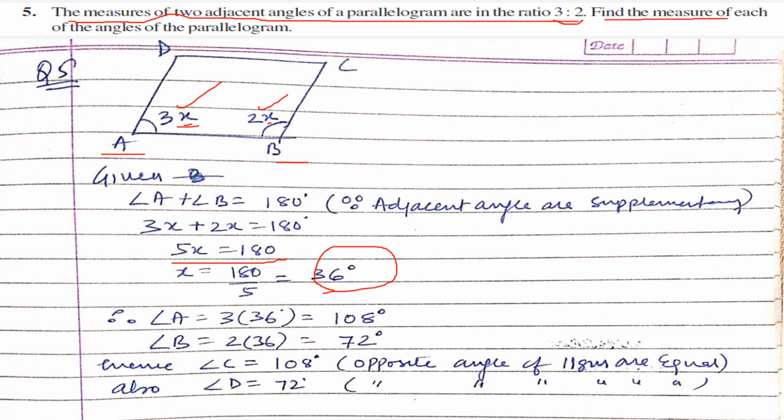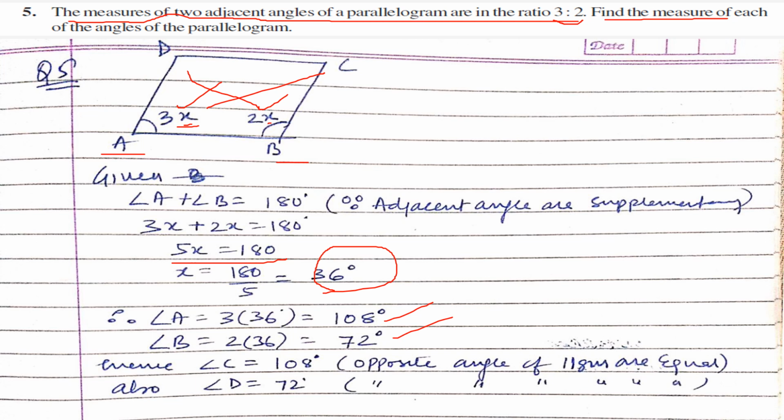Can't we find A now? Very easy. Angle A is 3 into 36, that is 108, and B equals 2 into 36, that is 72 degrees. After getting these two angles, we can say A and C are equal, B and D are equal, and hence we have got all the angles of this parallelogram. Try to solve on your own. I just want to give you a hint.